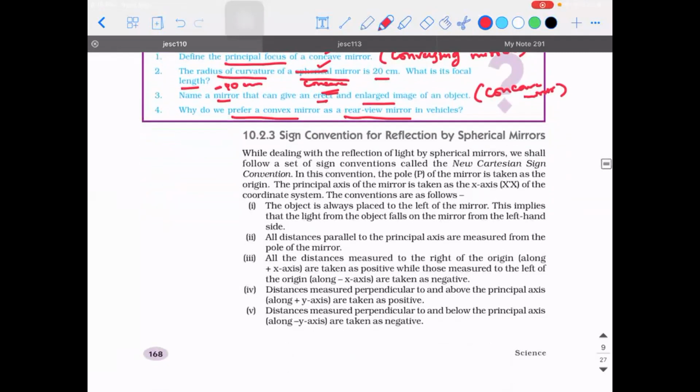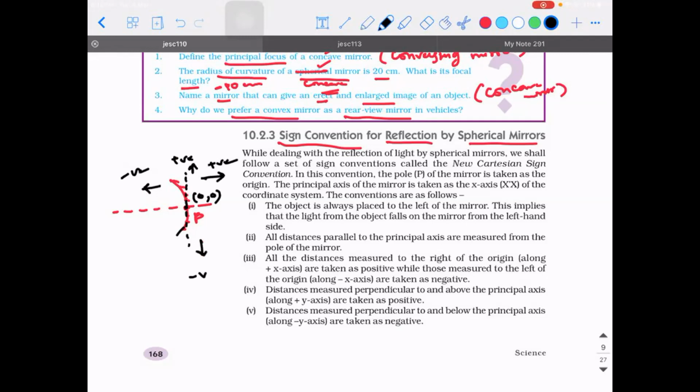Right. Now sign convention, and with that we'll stop. Sign conventions for reflection by spherical mirrors. If I take this point as the pole, then while solving problems I draw an imaginary axis like this and take the pole as the origin. Any distance measured on the left of the mirror is negative. Any distance measured on the right of the mirror is positive. Any distance measured above the principal axis is positive. Any distance measured below the principal axis is negative.